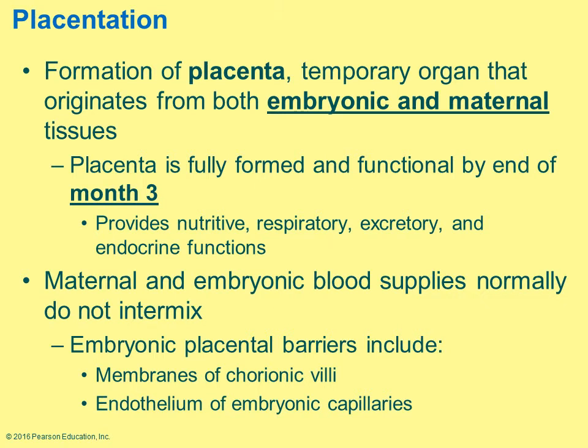The formation of the placenta is going to originate from both the embryonic and the maternal tissues. The placenta is usually fully formed and functional by the end of month 3. It's going to help provide the nutrition, the endocrine functions, the gas exchange, etc., between the mother and the developing embryo. Keep in mind, however, that the blood supply from the mother and from the embryo do not mix.